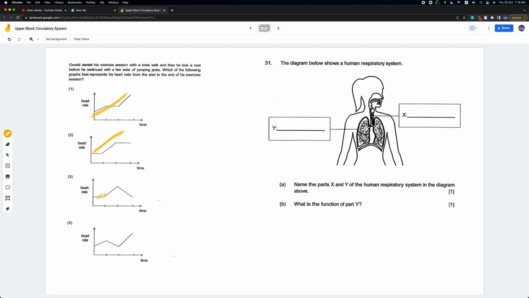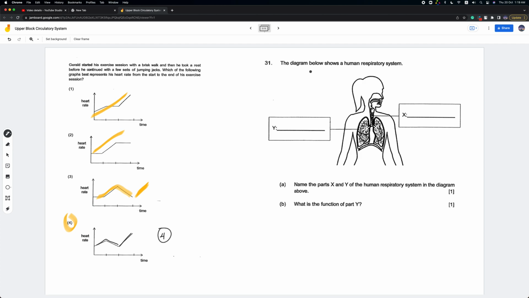So for this one, there's a rest, it goes down, but there is no increase of heart rate after that. So the correct answer should be number 4. Why? Because this is where he starts to walk, then he rests, and then he did some vigorous exercise. So the answer is number 4.